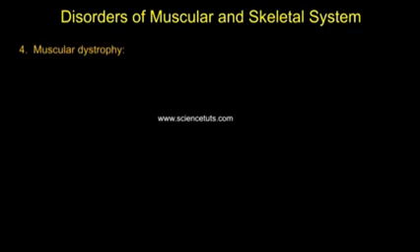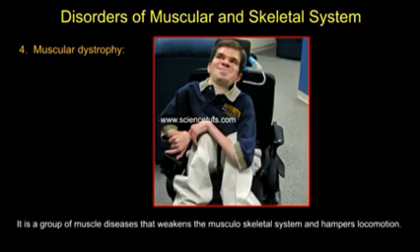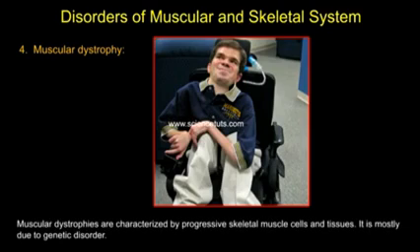4. Muscular dystrophy. It is a group of muscle diseases that weakens the musculoskeletal system and hampers locomotion. Muscular dystrophies are characterized by progressive degeneration of skeletal muscle cells and tissues. It is mostly due to genetic disorder.